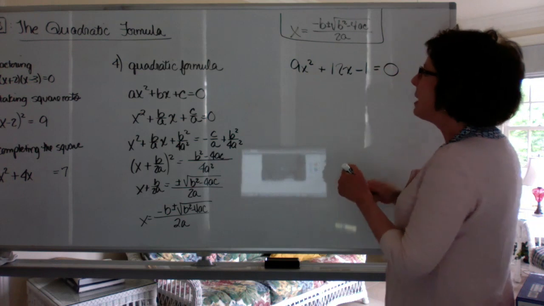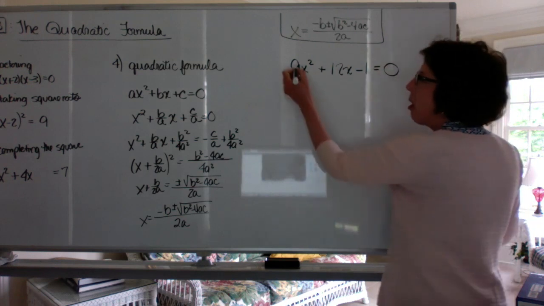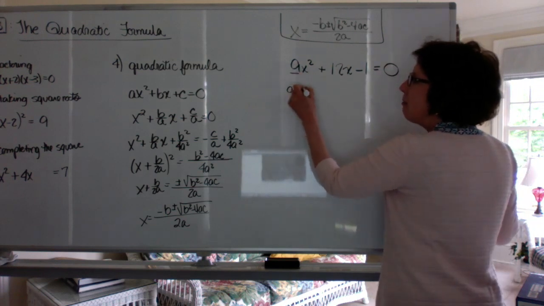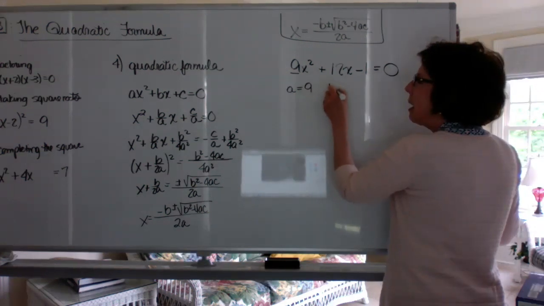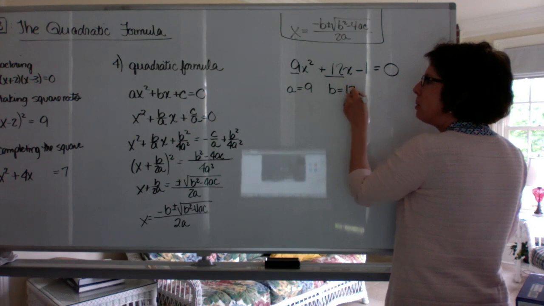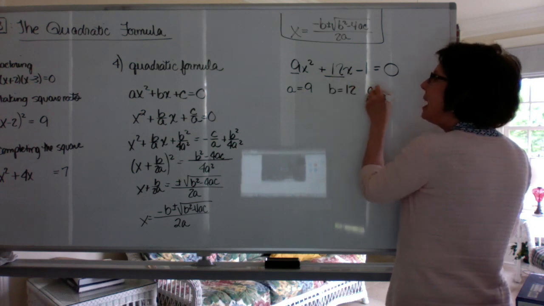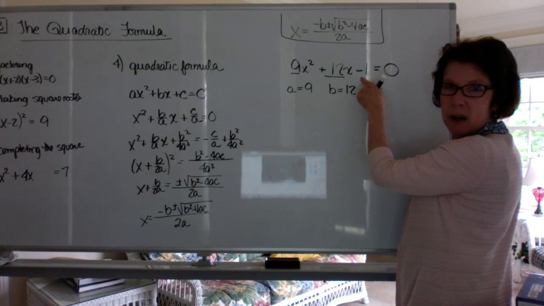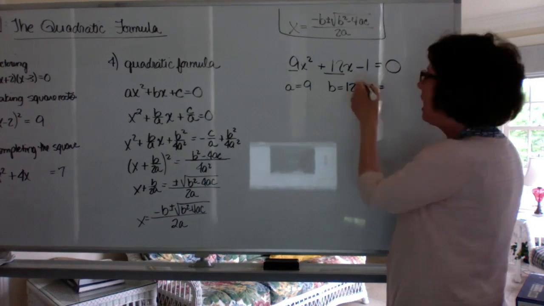Now, let's go ahead and define what a, b, and c are. A is the coefficient of x squared, it's 9. B is the coefficient of x, it is positive 12, watch those plus and minuses. And c is the constant over here, negative 1. Can you see that? Negative 1.